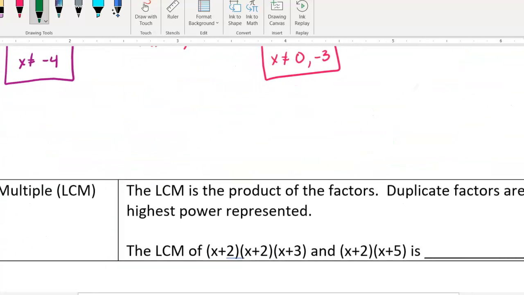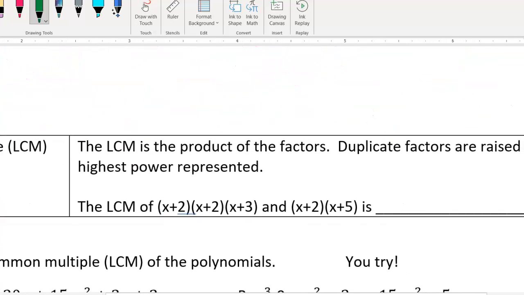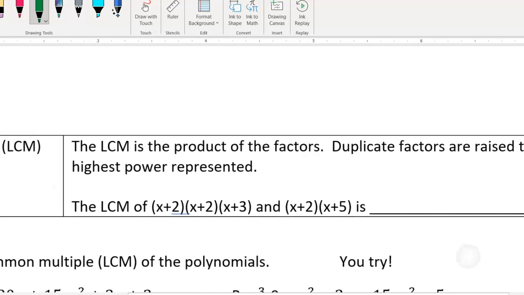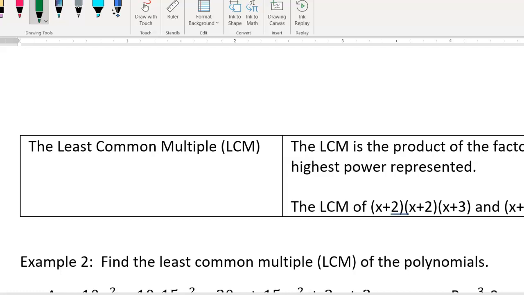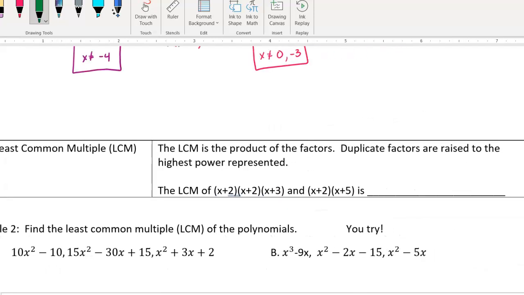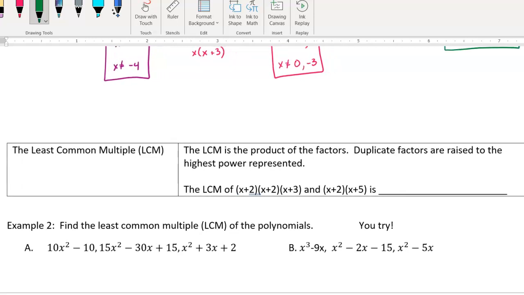All right. Now those are pretty basic. That's when the denominators are the same. But what if they aren't the same? So if they aren't the same, we're going to have to find what we call the least common multiple. If you use the word least common denominator, I'd accept that as well.